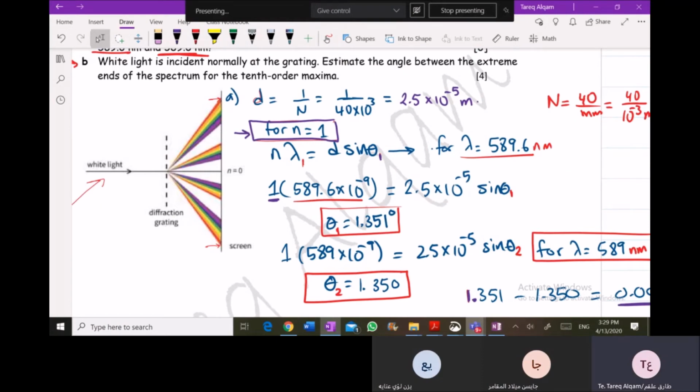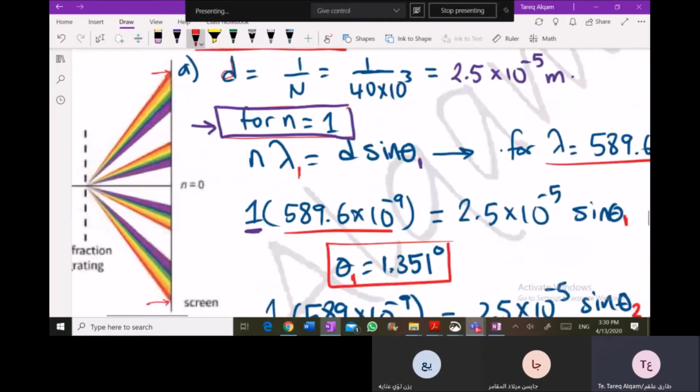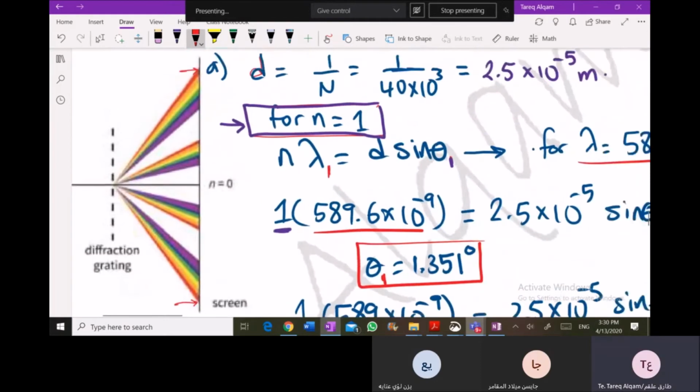Now, white light is incident normally on the grating. Estimate the angle between the extreme ends of the spectrum for the 10th order maxima. If I look here, guys, in each order, this is the first order, this is the second order. What is the extreme color? Red, right? If I consider this one, I want to measure this angle from this extreme point to this extreme point. This is what we are asked to find.